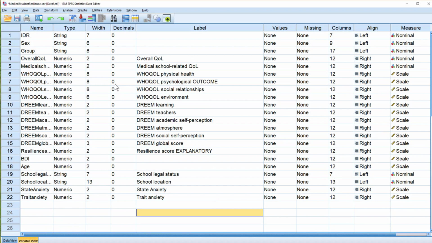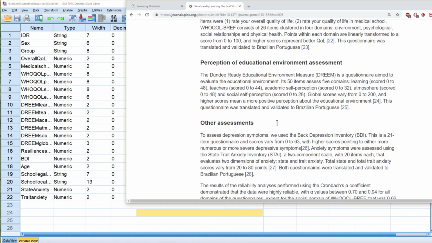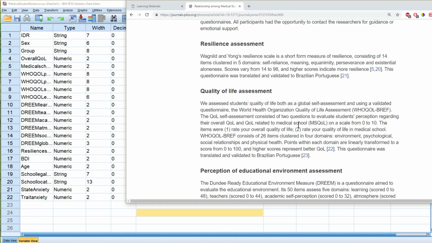So we've got their psychological outcome, which has been based on a questionnaire and then transformed to lie between 0 and 100, where the higher score is the better outcome, I think. I better just check that. Hold on. Points in each domain are transformed to a score from 0 to 100, and the higher scores represent better quality of life. And then for the resilience, scores range from 14 to 98.